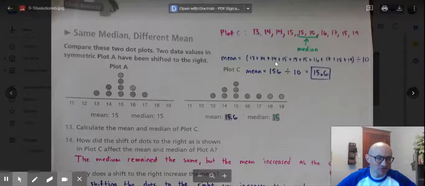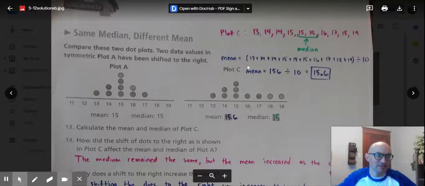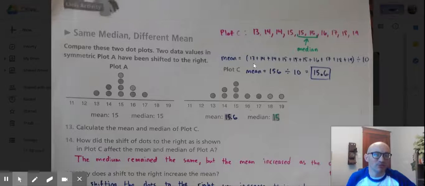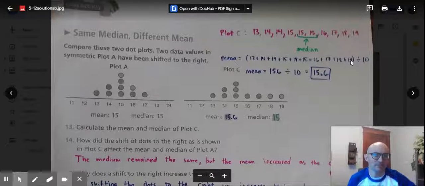Calculating the mean is also a fairly simple process. In this case, there are 10 total numbers. We just have to add them up. I'd recommend just grabbing a calculator, adding these up. To write our expression, though, we always write it inside parentheses, adding all your values up. So 13 plus 14 plus 14 plus 15 plus 15 plus 15 plus 16 plus 17 plus 18 plus 19. Close parentheses, divide by 10.